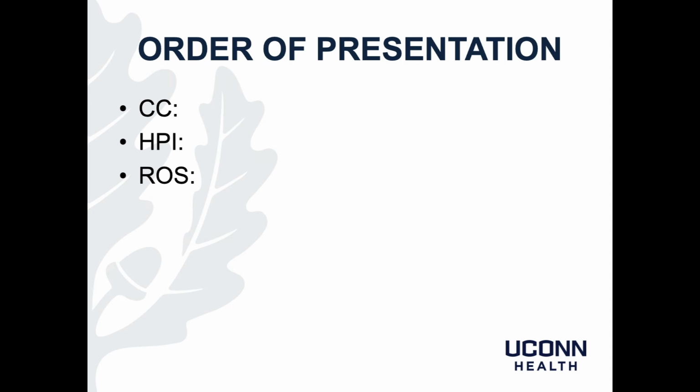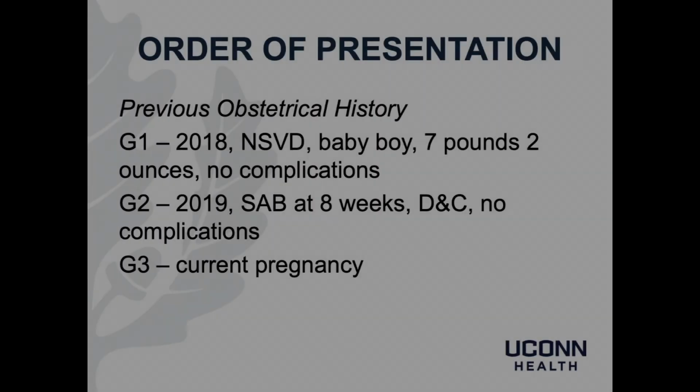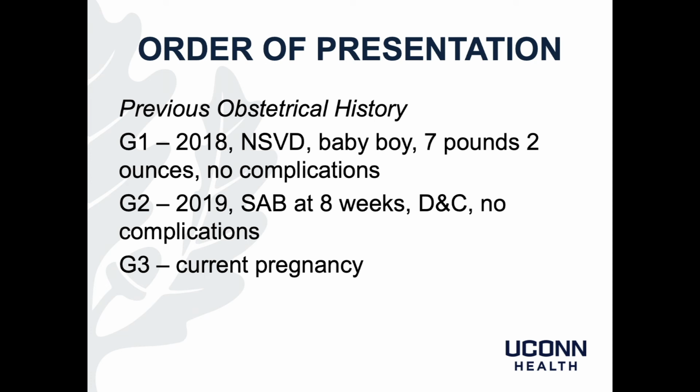In terms of the order of presentation, we're like everybody else in terms of the other specialties. We want the chief complaint, followed by the history of present illness, followed by the review of systems. But I really want to emphasize that the next thing that we want to hear is the OB history, the previous obstetrical history. And what's going to be really important is that you do this G by G by G.